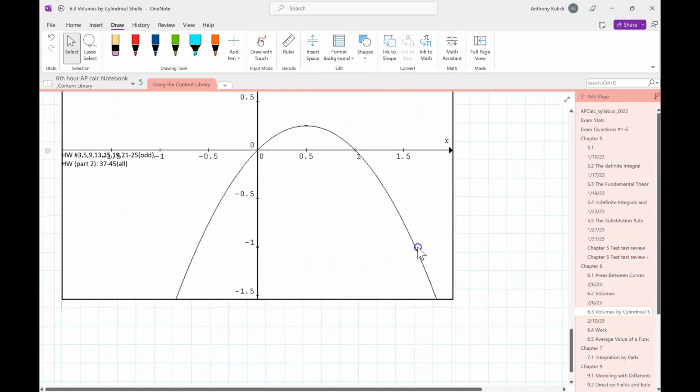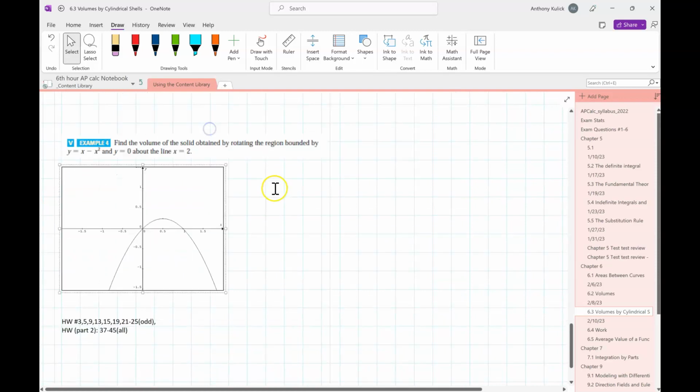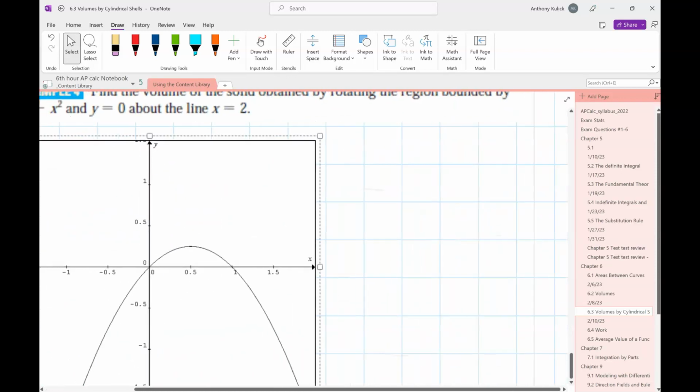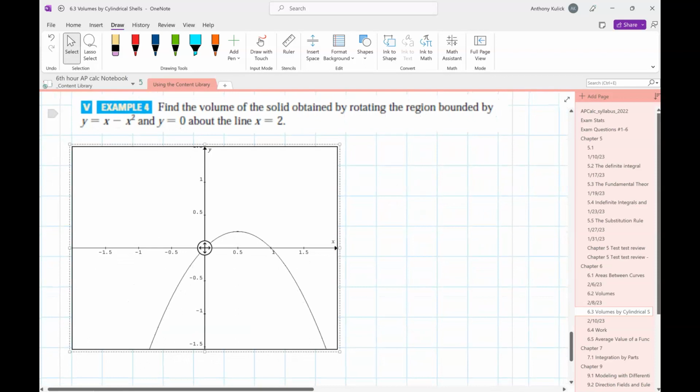Oh boy, that got real big. Okay. And then we're rotating about the line x equals 2.